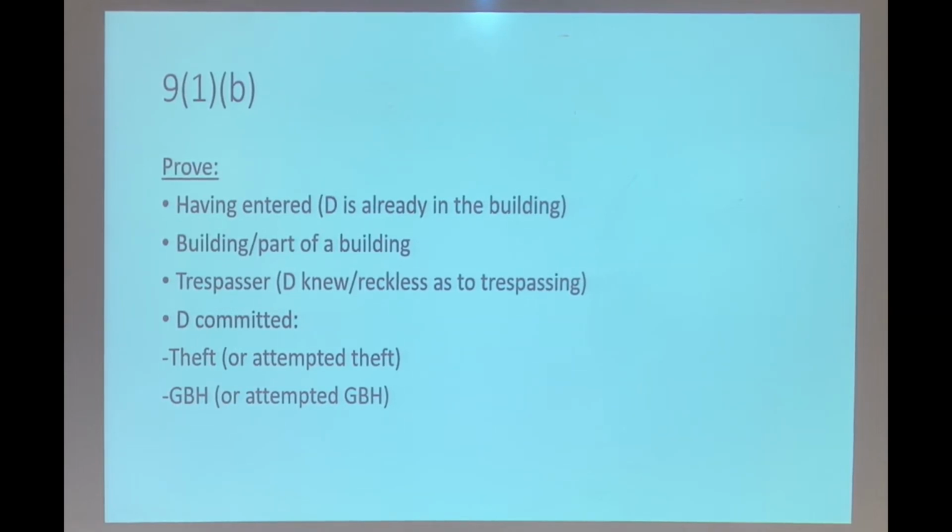For 91B, you need to prove that they're in the building, so having entered, they're already in the building, that it's a building or part of a building, that they're a trespasser, again the same thing, and that they then have either done a theft or a GBH or attempted one of those. It tends to focus more or less just on the theft, but be aware it could look at an attempt or a GBH as well, although that would be fairly complicated in terms of answering.